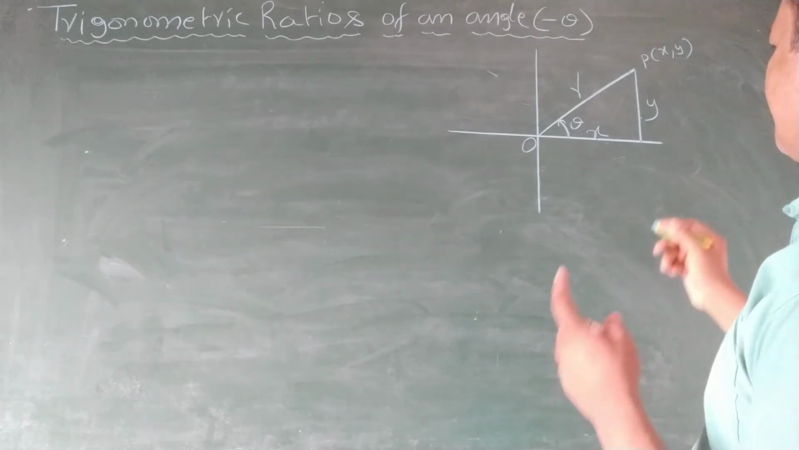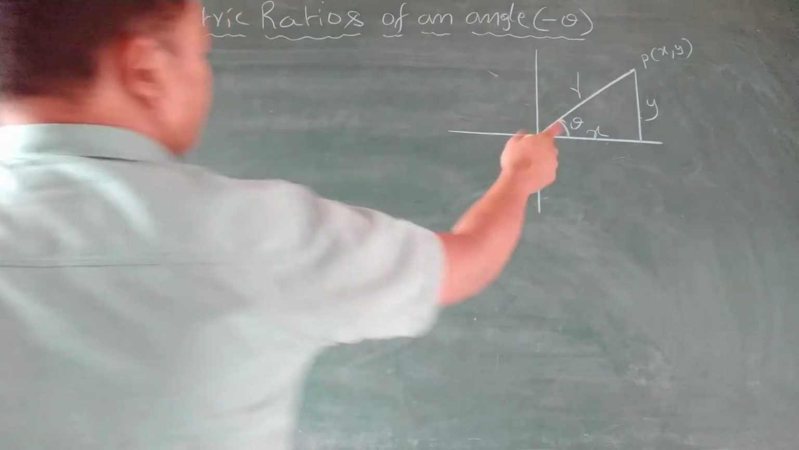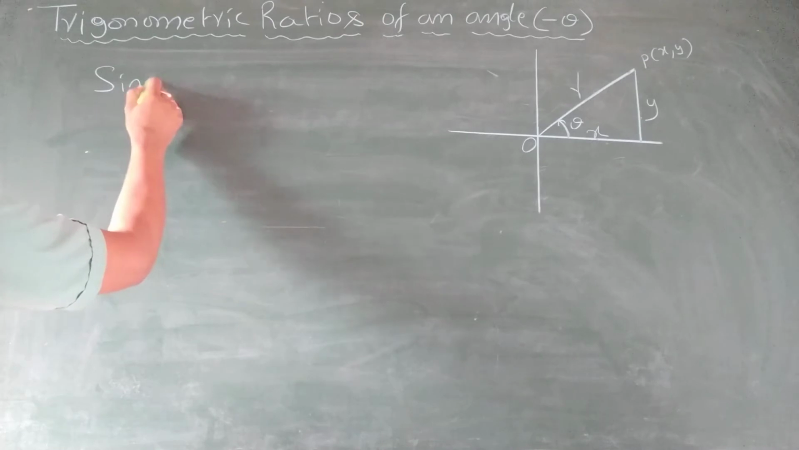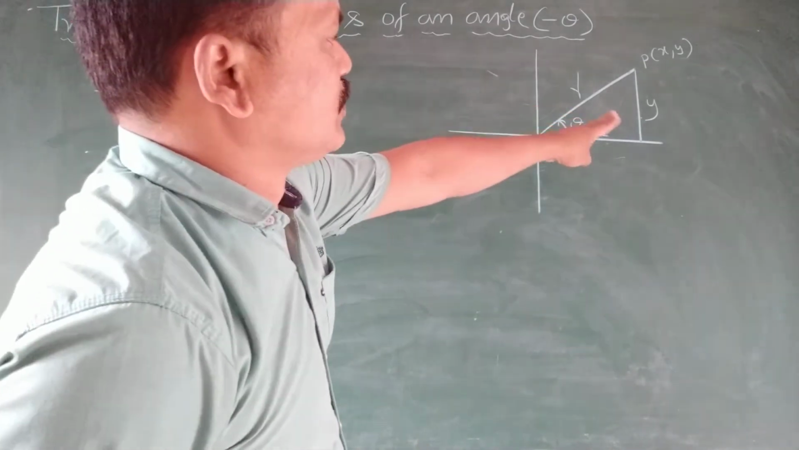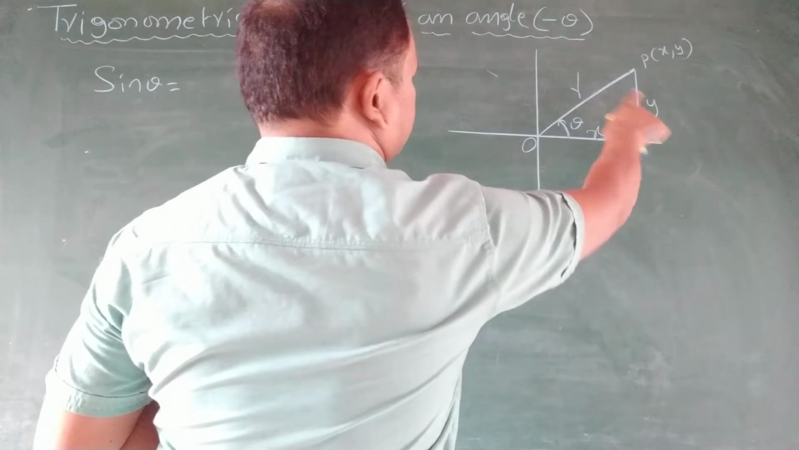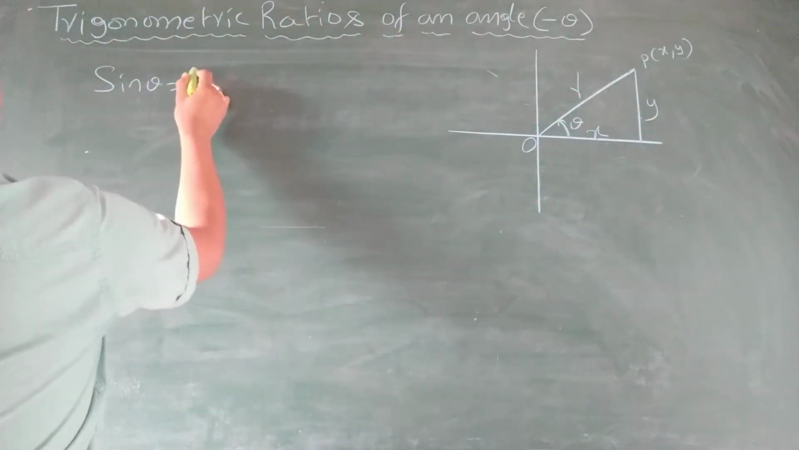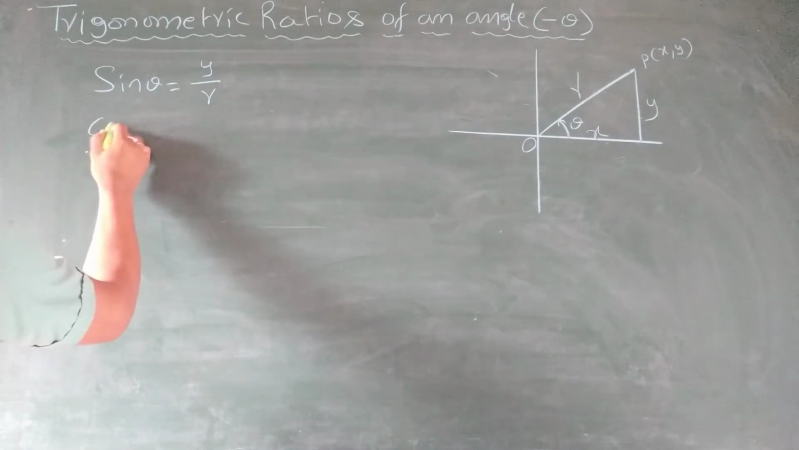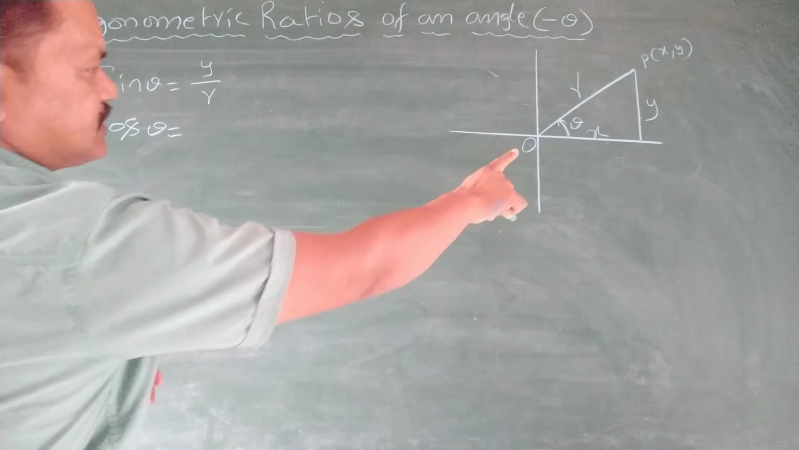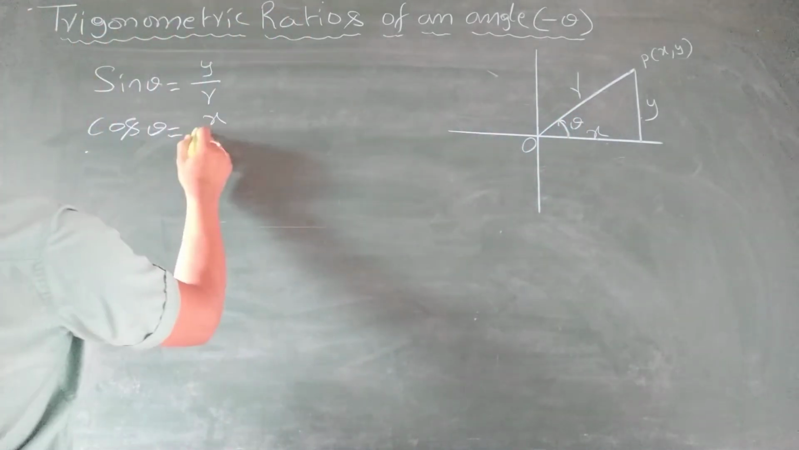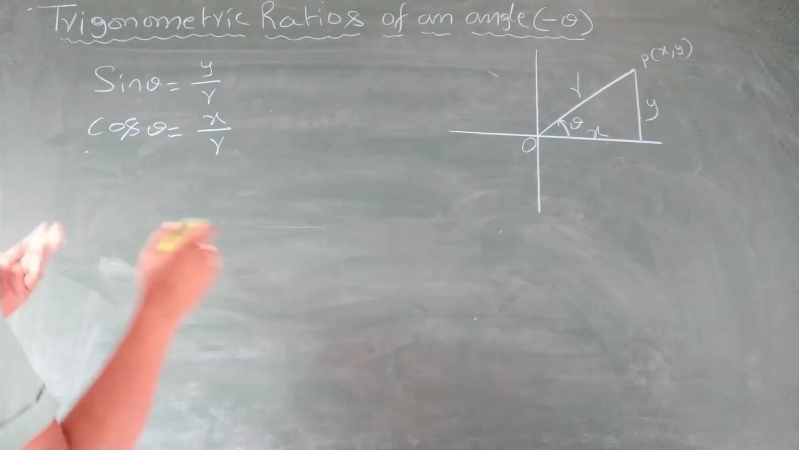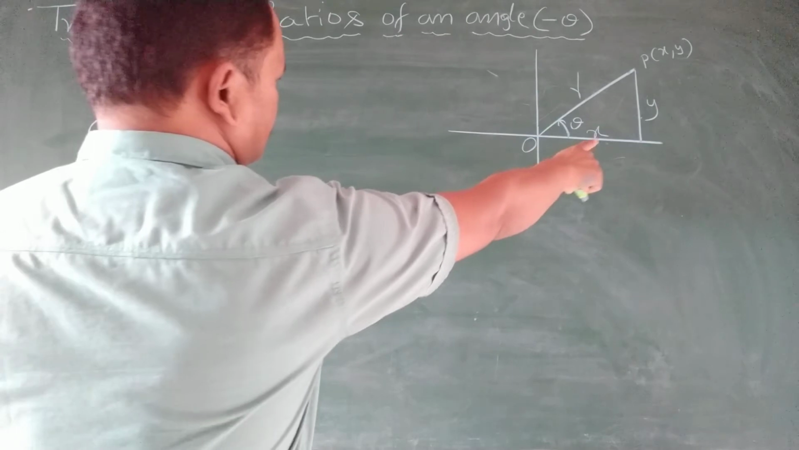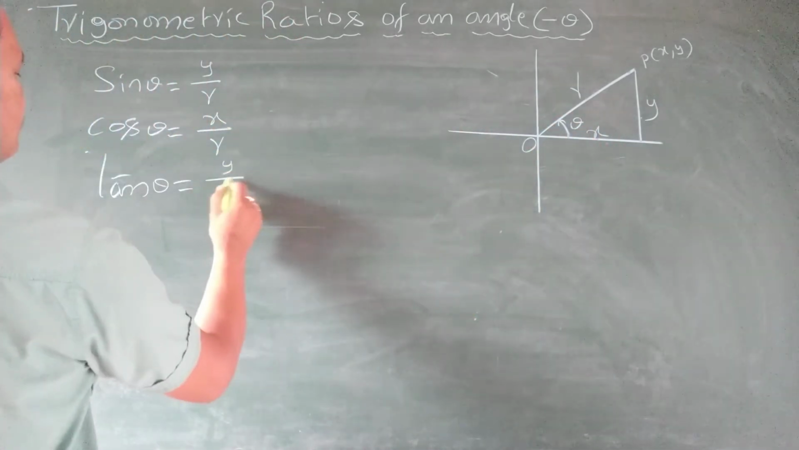So according to the trigonometric ratios, what are the trigonometric ratios from this diagram? From this diagram, sine theta is equal to opposite side by hypotenuse. Since this is the opposite side, this is the hypotenuse, this is the adjacent side, sine theta is y by r, and cos theta is adjacent side by hypotenuse, that is x by r, and tan theta is equal to opposite side by adjacent side, y by x.